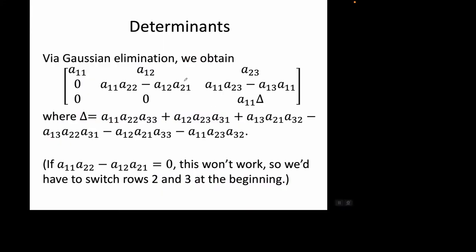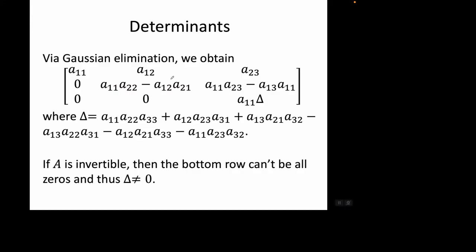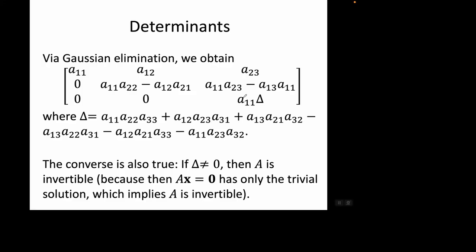Now, if A11 A22 minus A12 A21 is 0, this is not going to work, so we'd have to switch rows 2 and 3 at the beginning. Since A is invertible, the bottom row can't be all zeros, and thus delta can't be 0. So we've got it. The converse is also true. If delta does not equal 0, then A is invertible, because if delta is non-zero, that implies that AX equals 0 has only the trivial solution, which implies that A is invertible.